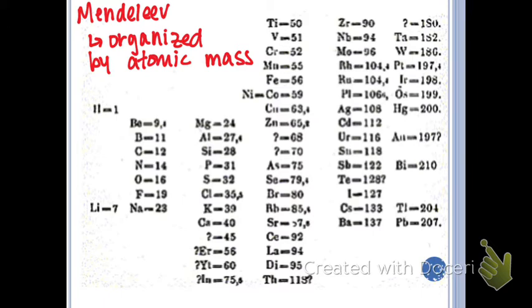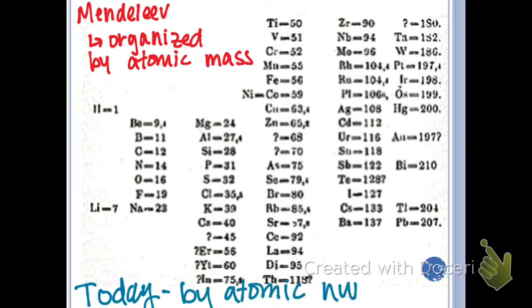So that's how the periodic table is now organized. Today it is organized by atomic number. I'm going to make a little extra note here: today we organize it by atomic number. The way it's laid out today gives us a lot of patterns. It shows us a lot of patterns.